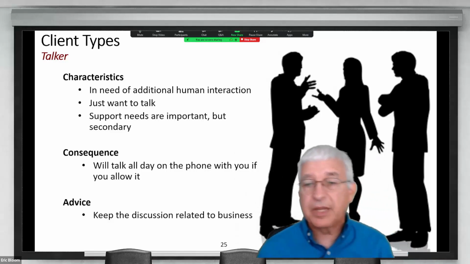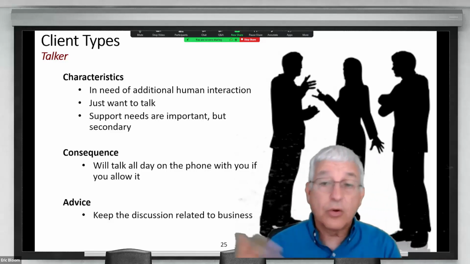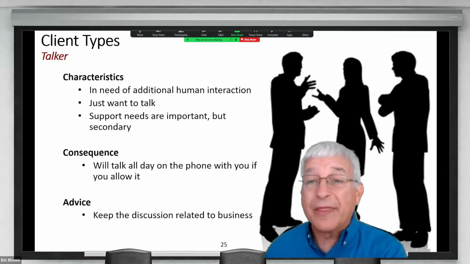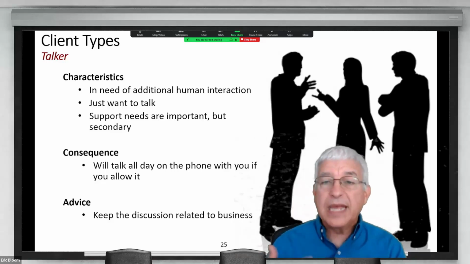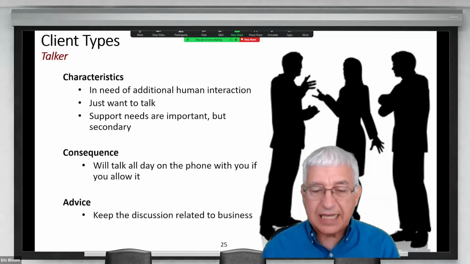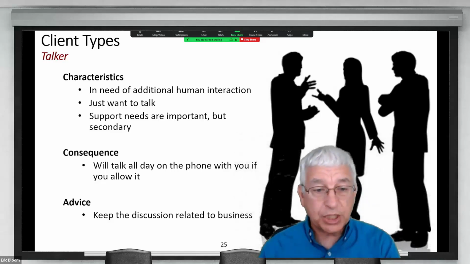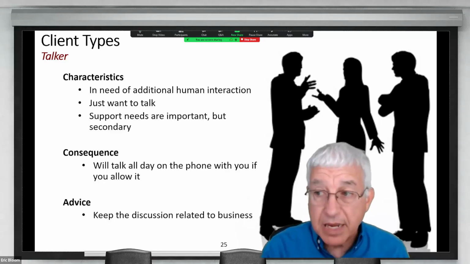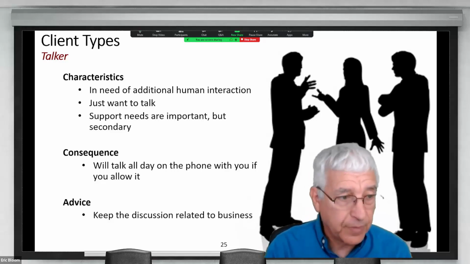Different things can happen. If you have a talker, try to go to their desktop, for example, when they're not there, or find other ways. Teach your team how to do soft skill techniques, like using closed questions to basically minimize a conversation. Next one is the tinkerer.